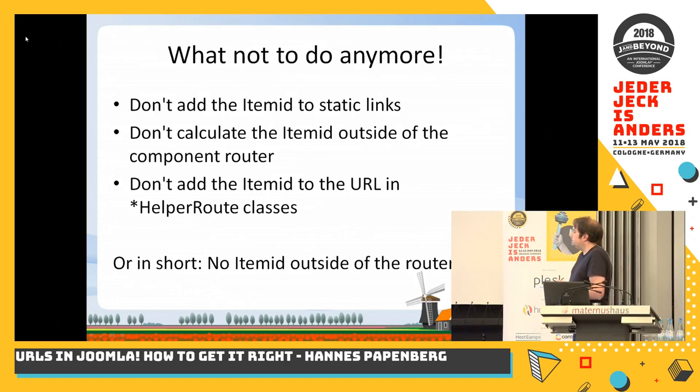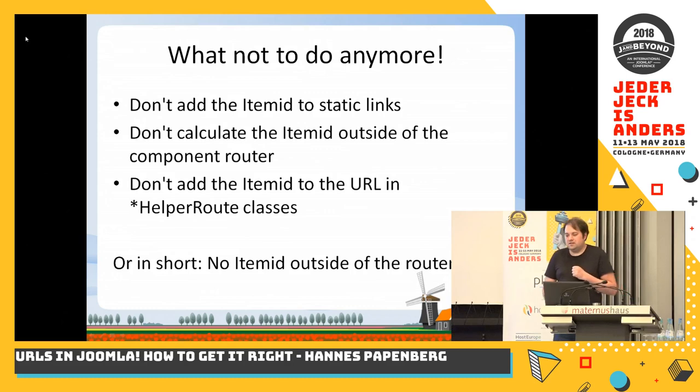There are a few things that we shouldn't do anymore. If you remember how the code looked in 3.7, and before that we had, for example, the content helper route class, where we put in the article ID and the category ID, and then it returned a URL with the item ID.